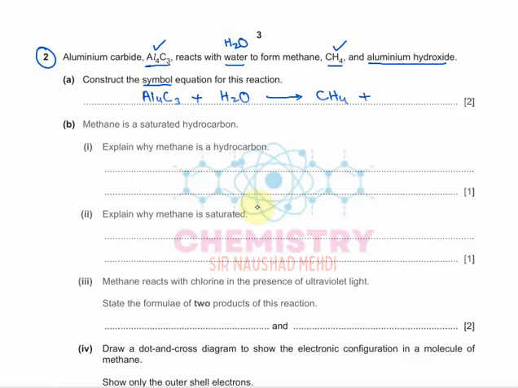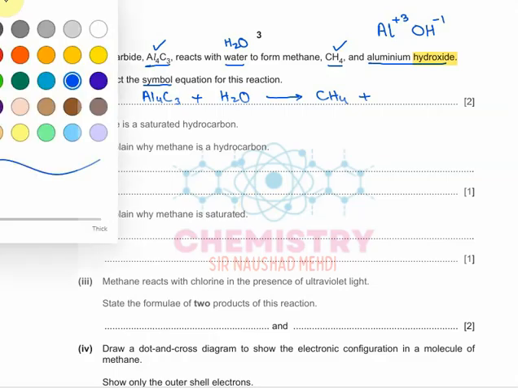Now you have to construct the formula for aluminium hydroxide on your own, and you can construct this formula very easily by using the periodic table. If you look at the periodic table, the position of aluminium, you will find it in group 3 of the periodic table. Since it is in group 3, it will have a charge of +3. And when we are talking about hydroxide, hydroxide is basically the OH group. Hydroxide, OH, has a charge of -1 on it. So you have to remember the charge.